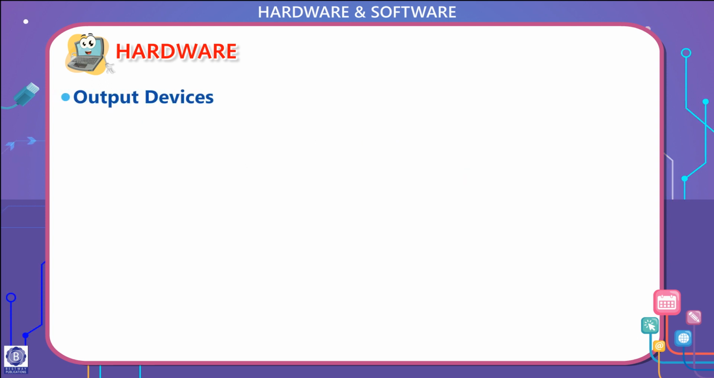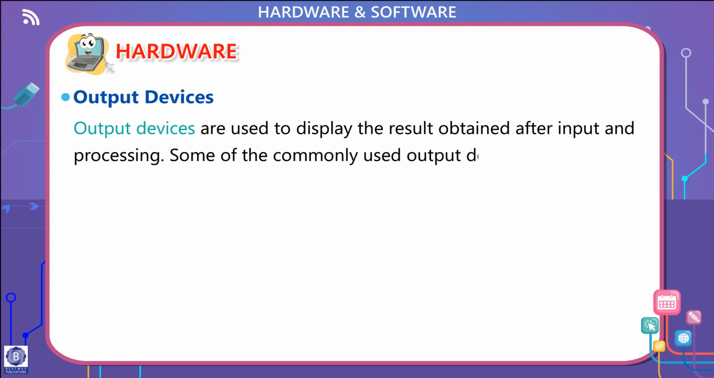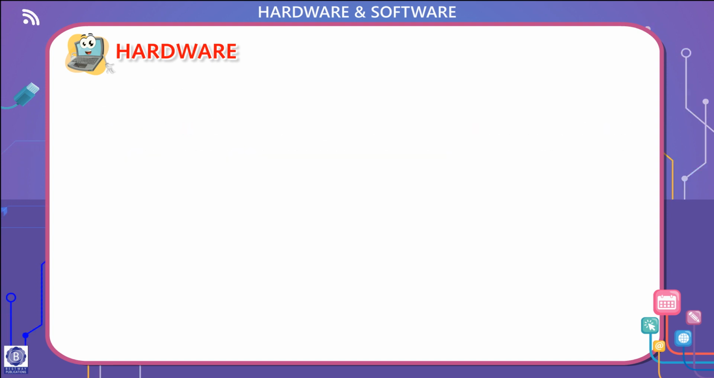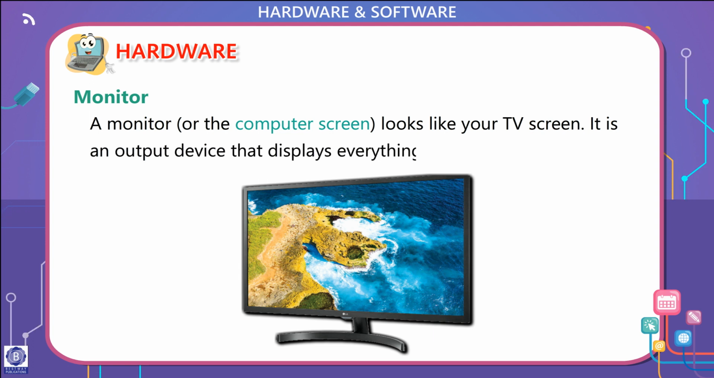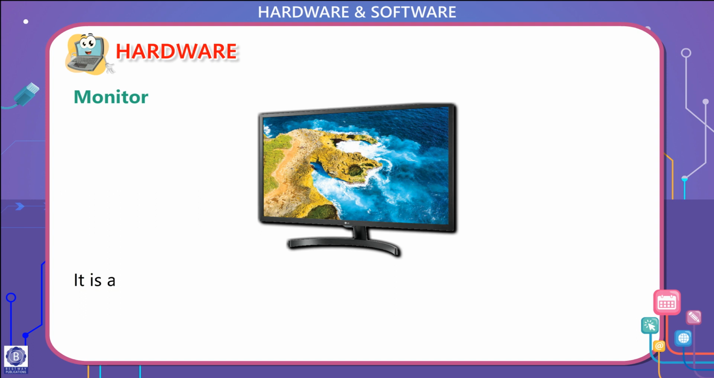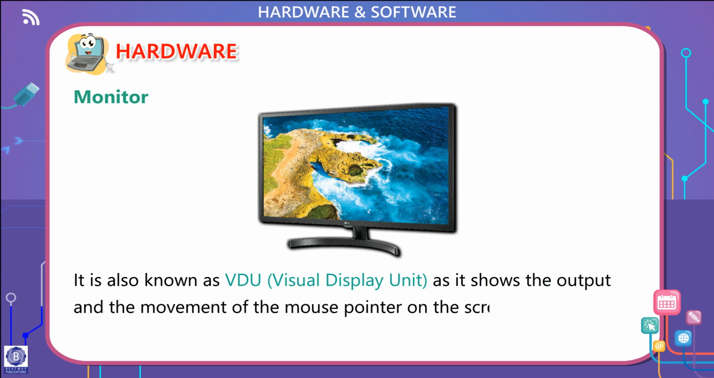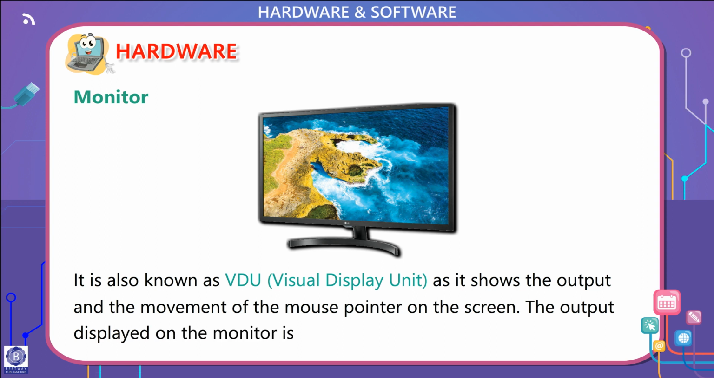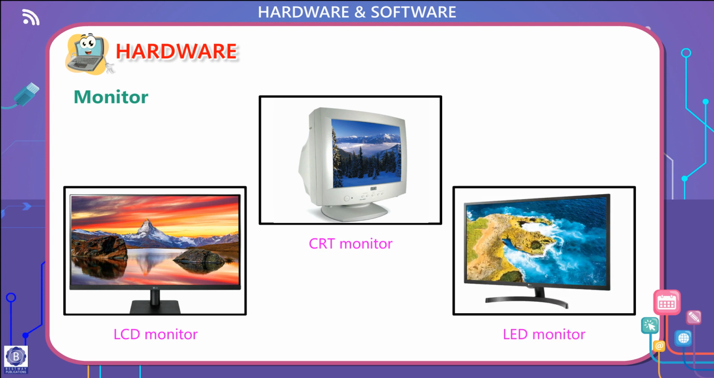Output devices. Output devices are used to display the result obtained after input and processing. Some of the commonly used output devices are discussed as follows. Monitor. A monitor or the computer screen looks like your TV screen. It is an output device that displays everything we do on the computer. It is also known as VDU, Visual Display Unit, as it shows the output and the movement of the mouse pointer on the screen. The output displayed on the monitor is called the soft copy. CRT monitor, LCD monitor, LED monitor.